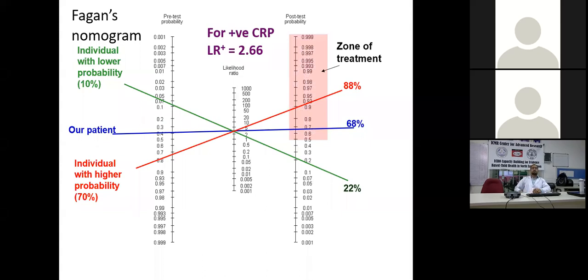So suppose I say that my zone of treatment is anybody with a 50% chance of disease and above, for sepsis. It means that the blue patient and the red patient, if they have a positive CRP test, I'll be willing to treat them. But the green patient, I will not be willing to treat, because even after doing the CRP, it is still for me in the zone of uncertainty, 22%. I would like to do one more test of some other kind to be able to settle the issue.